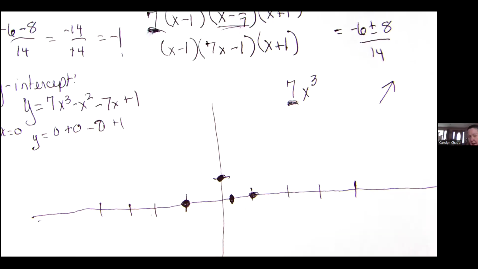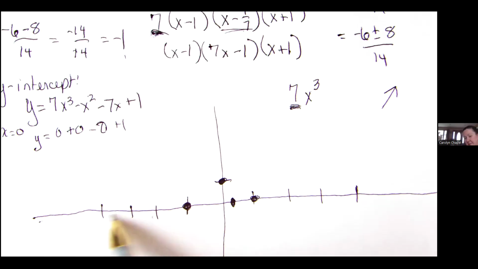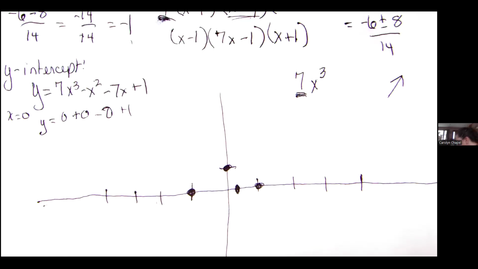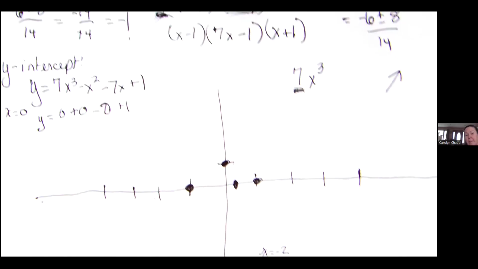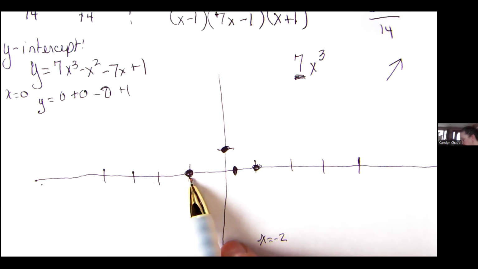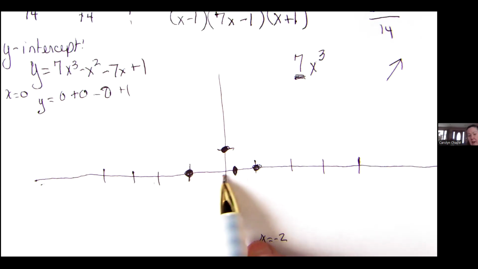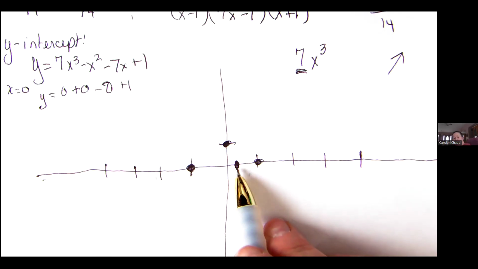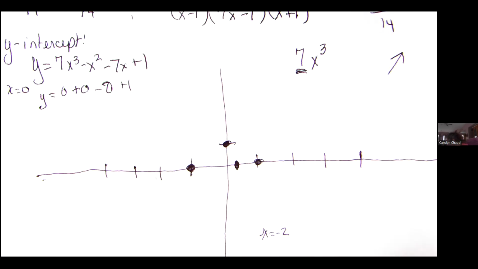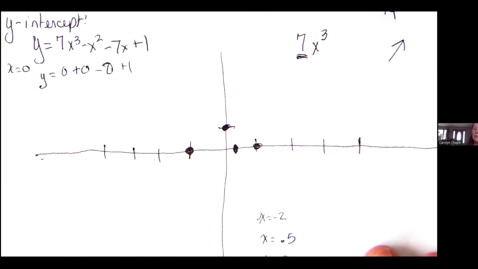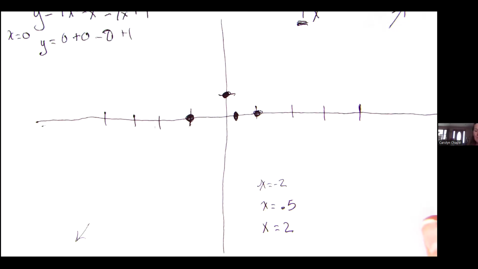I'm going to randomly pick a point to this side of my -1, so I'm going to let x be -2. I'm going to pick a number between -1 and 1/7. I already did that at 0. I also want to pick one between 1/7 and 1, so I'm going to choose 0.5. And then I'm also going to pick a value that is larger than 1. What this is going to allow me to do is put a few more points on my curve.